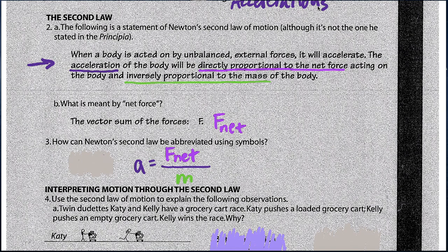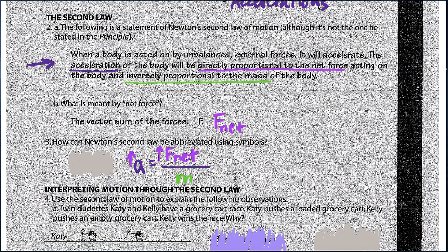So think back to the beginning of the class. We talked about direct proportionalities. We see the same things happen. If the net force goes up, then the acceleration will also go up. If the net force goes down, acceleration will also go down. Okay, so that's a direct proportionality.